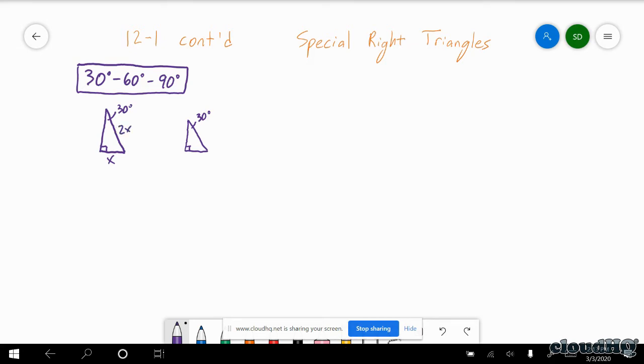So if the short leg is x, the hypotenuse is 2x. What is the long leg? Anybody remember? It's x square root of 3.